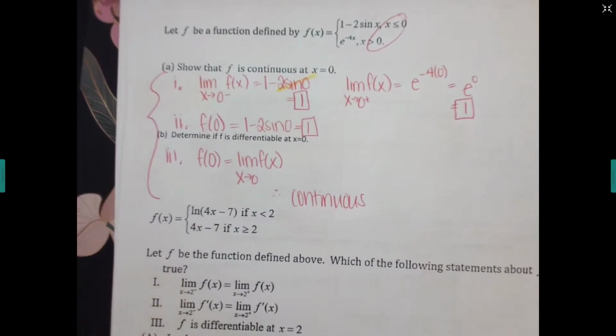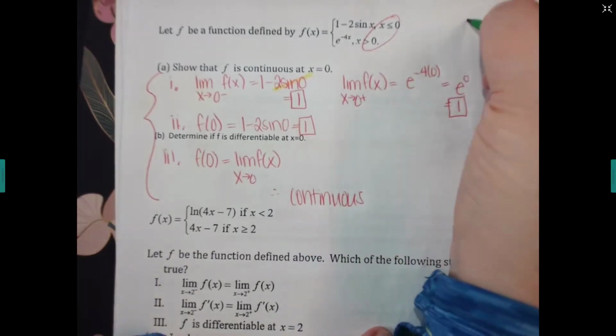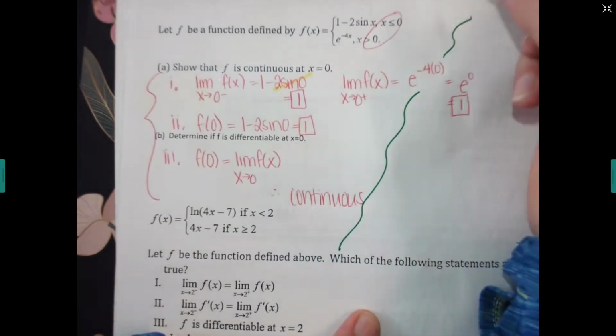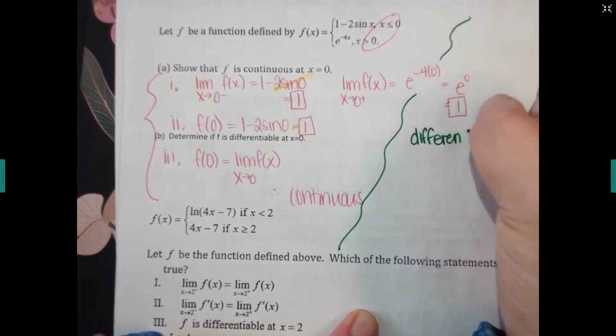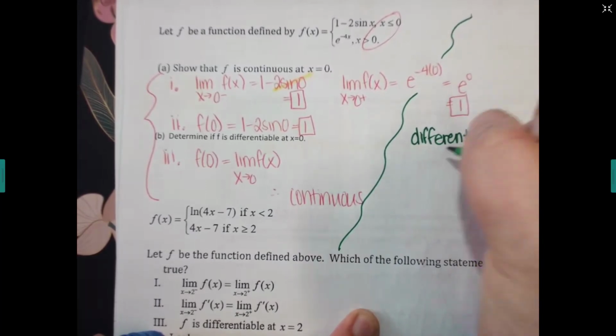Now, for this question, you're asked not only is it continuous for part A, but part B asks us if it's differentiable. So the only extra step for it to be differentiable is you're going to take the derivatives of the top and the bottom pieces and see if those match. So right next to your original f, let's find f prime. Okay, so for differentiable, we're going to take the derivative and find f prime.